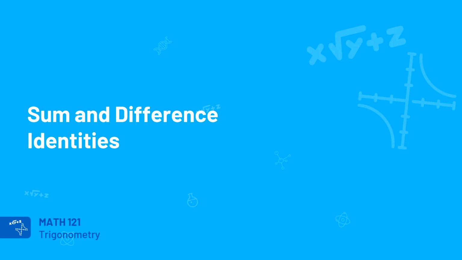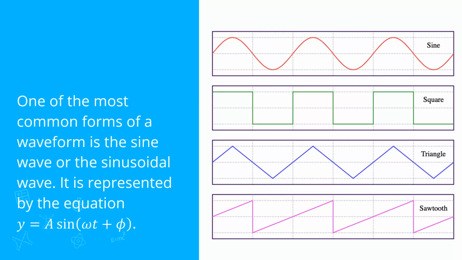Good day, everyone. Today we're going to discuss the other types of trigonometric identities. So for this day, we are going to discuss the sum and difference identities. To start with, if you can observe on the diagrams on our right, the uppermost is actually the sine wave.